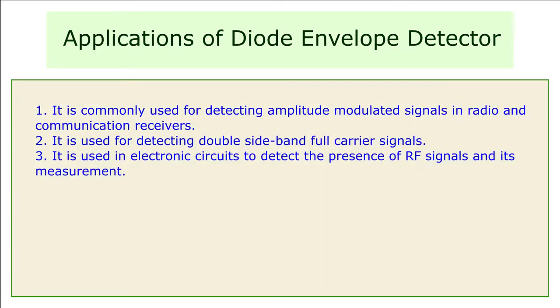Applications of diode envelope detector. 1. It is commonly used for detecting amplitude modulated signals in radio and communication receivers. 2. It is used for detecting double sideband full carrier signals. 3. It is used in electronic circuits to detect the presence of RF signals and for their measurement.